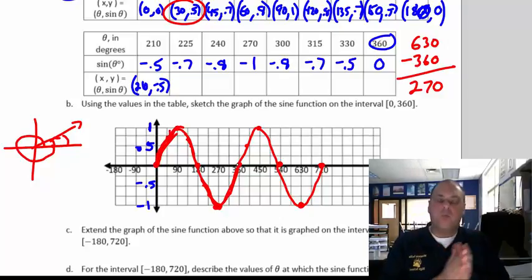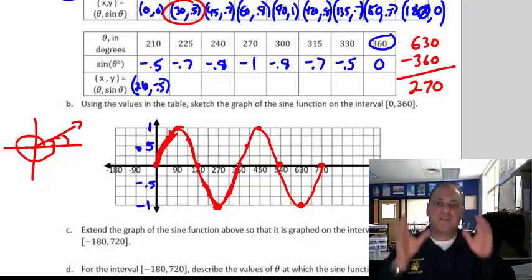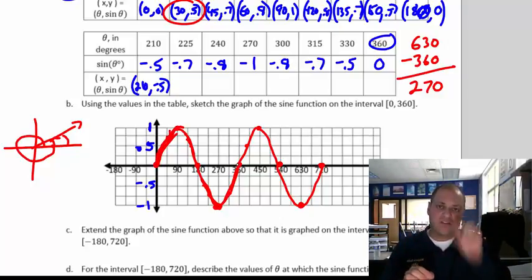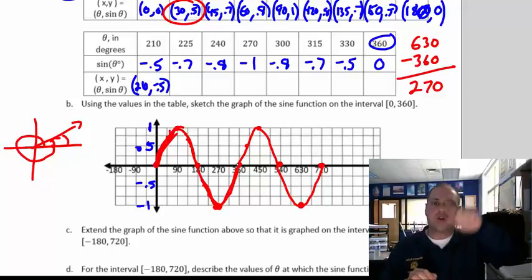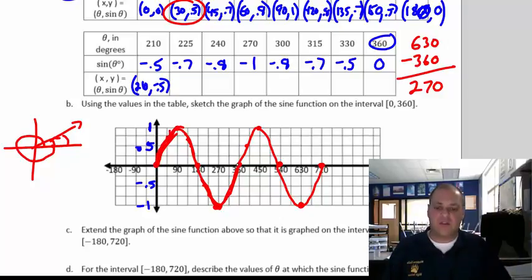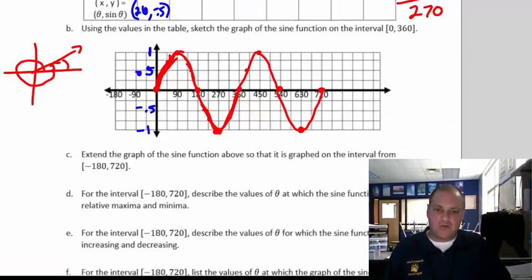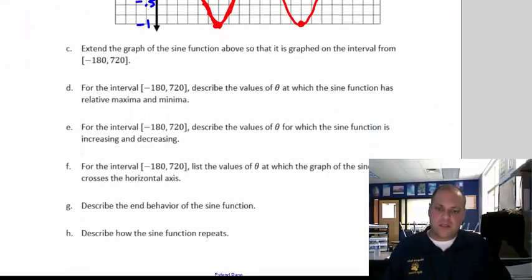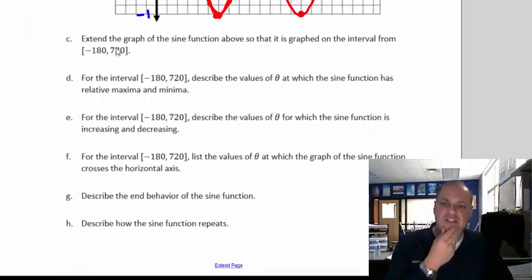So again, all we did was graph the sine of each angle, sine of 30, sine of 45, sine of 60. We just graphed all those, and it created this, okay? So we pretty much did this whole front page here, and I don't want to go too much further on the video. I just want to make sure we did all this. So we're going to answer some questions here.